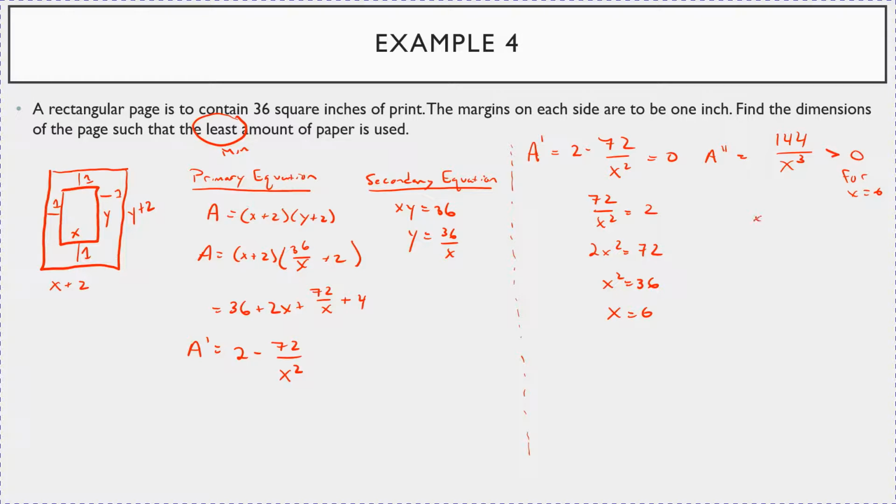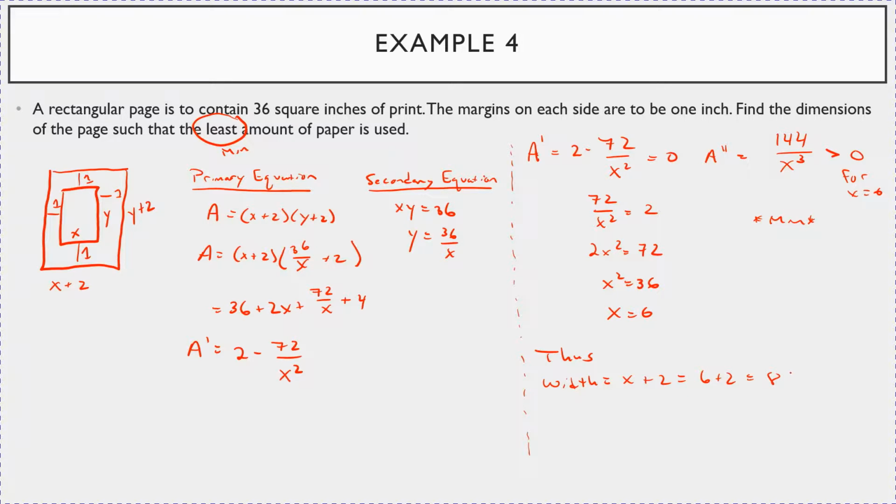So you have a min. So the value of x is 6, which is equal to the width here, okay? So you have to be very careful here. Find the dimensions of the page, the total page. Thus the total width is x plus 2, which is 6 plus 2, which is 8.